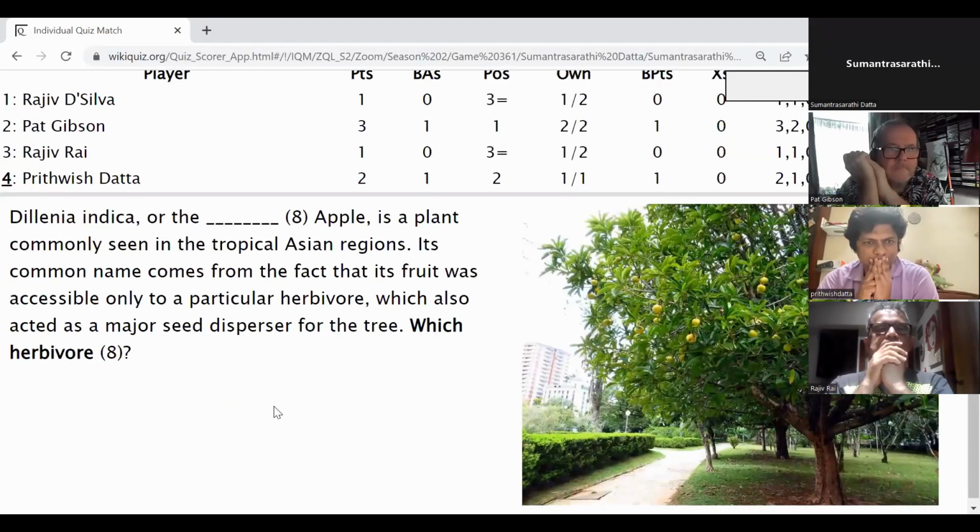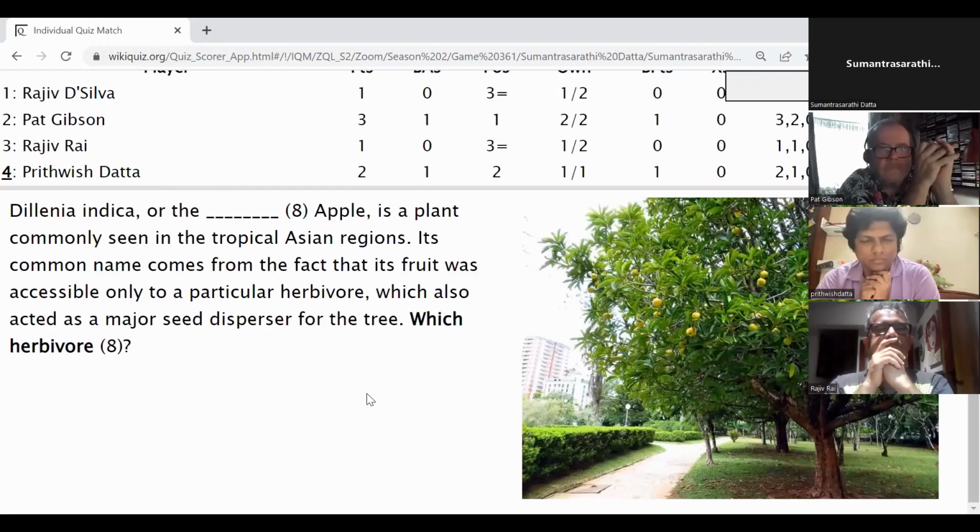Zilenia indica, or the blank apple, 8 letters, is a plant commonly seen in the tropical Asian regions. Its common name comes from the fact that its fruit was accessible only to a particular herbivore, which also acted as a major seed disperser for the tree. Which herbivore is this?